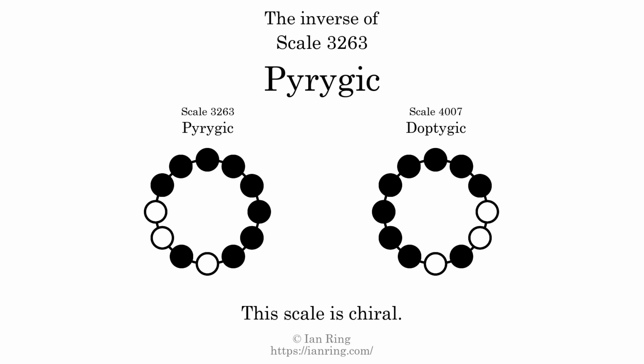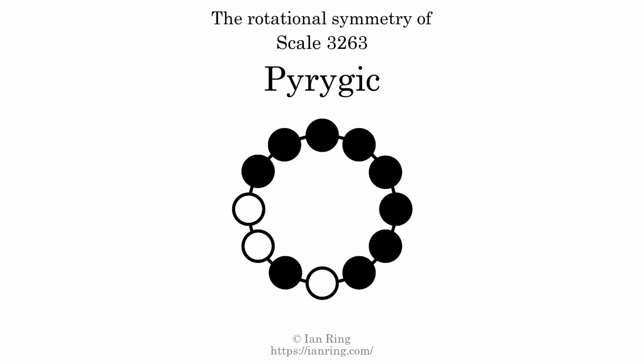The inverse of a scale is a mirror image. It is what you get when the sequence of intervals is reversed. The inverse of this scale is scale 4007, also known as doptegic. This scale is chiral. It cannot transform into its inverse by rotational transformation. This scale has no rotational symmetry.